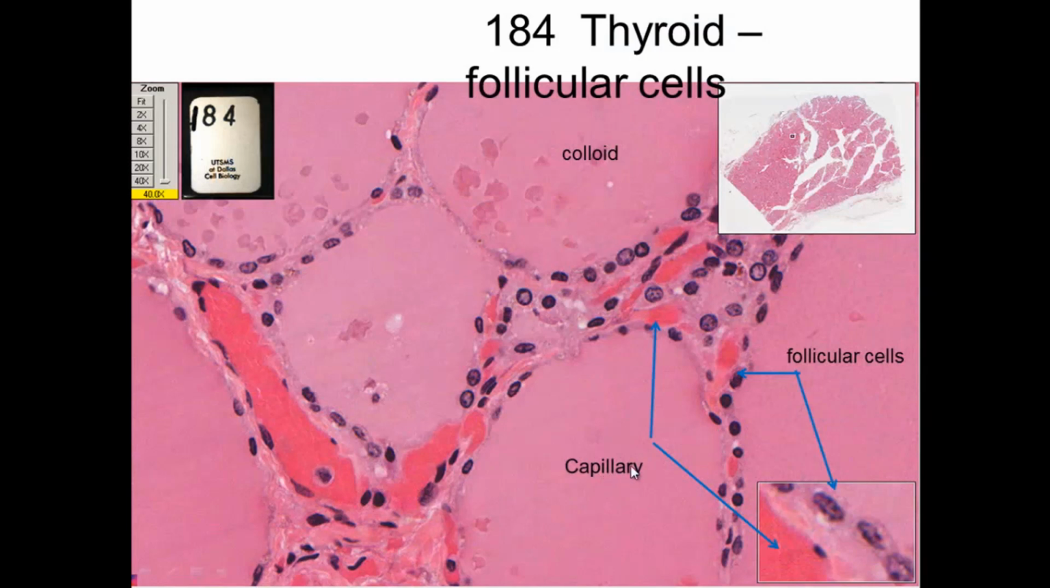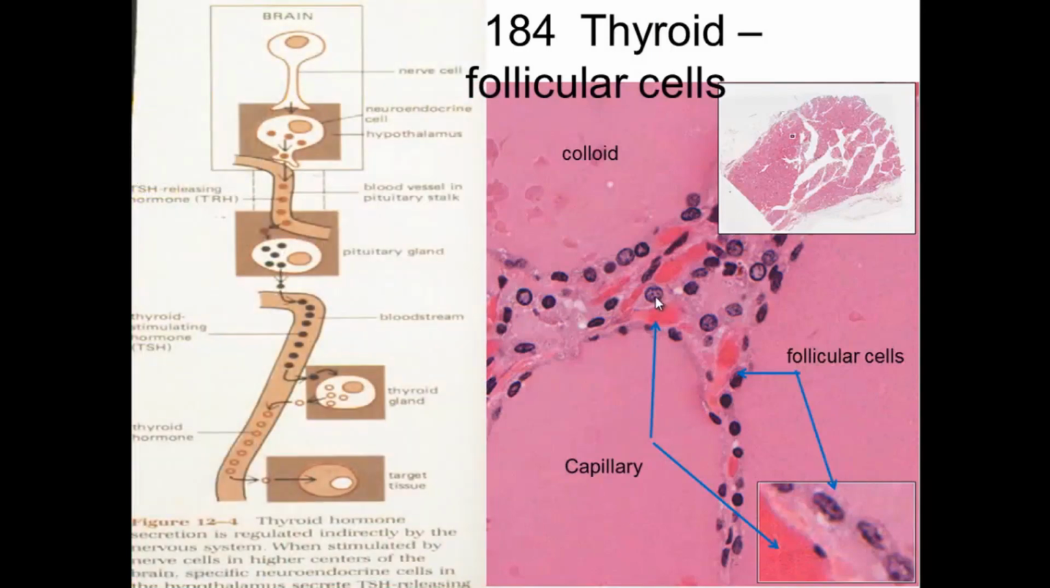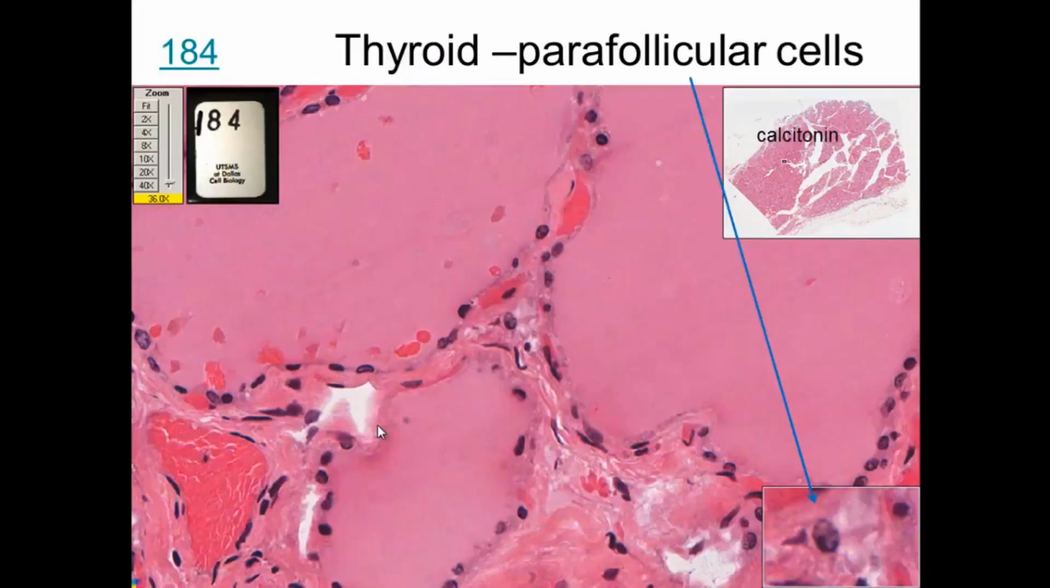And we can see the capillaries in through there, the colloid, and the follicular cells, and in between there we can see a parafollicular cell. But so you have from the brain, from the hypothalamus coming down through the portal system that goes to the pars distalis. Pars distalis produces thyroid stimulating hormone that stimulates the thyroid to produce thyroid hormone that affects the target tissue for metabolism and so on.